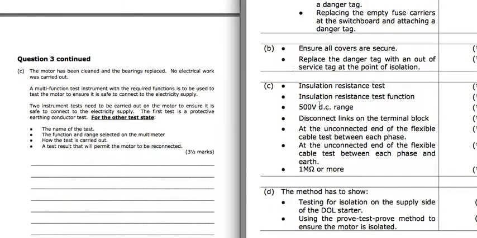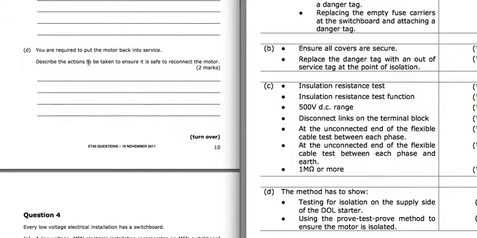So the name, insulation resistance, the function, we're going to go insulation resistance test function, 500 volts range. We're going to disconnect the links on the terminal block of the motor. At the unconnected end of the flexible cable, test between each phase. And at the unconnected end of the flexible cable, test between each phase and earth. And we're looking for 1 mega ohms or more. So we're making sure that none of the windings are connected together, making sure they're insulated from each other, and we're making sure that none of those windings are connected to earth.